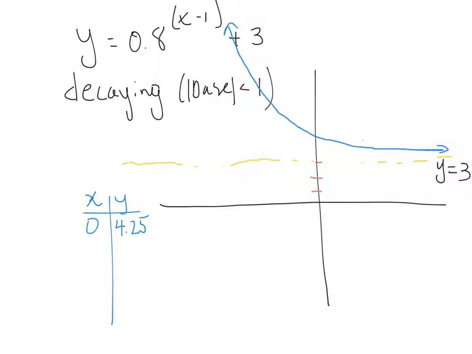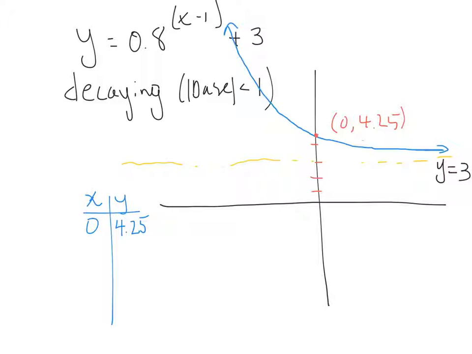And our intercept is at 0, 4.25, 4 1/4. That's because when x is 0, 0.8 is being raised to the negative 1 power, so it's 1 over 0.8.